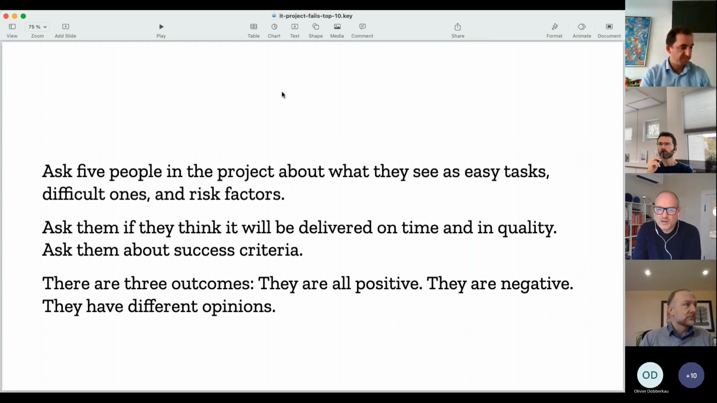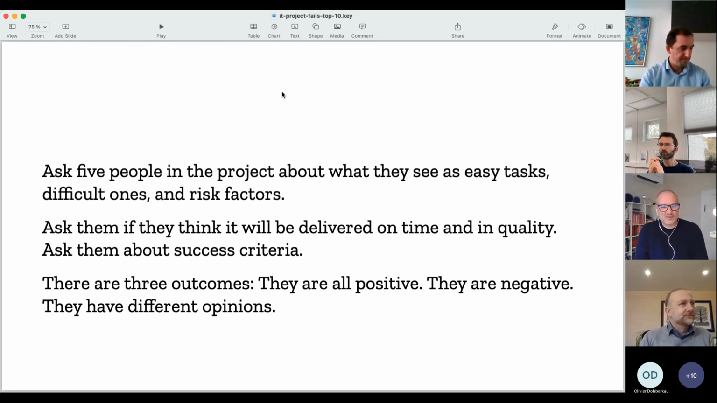And then you ask them, what do you think about the product? When will it be delivered? Do you think it will be on time? Do you think the quality will be good enough? What is actually quality? What is quality for you? What is the success criteria for the project? And then listen. Just throw it out there and see what happens.